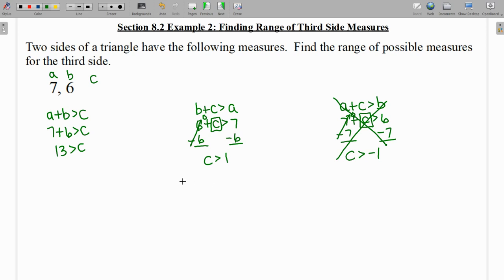So in this one, the possible side lengths of the third side, once we have, say, 7 and 6 as our other side lengths given, our C values have to be greater than 1, but they also have to be less than 13. So anything that's in between those numbers of 1 and 13, not including those two, would be a possible side length if you already have side lengths of 7 and 6 in order to form a triangle.